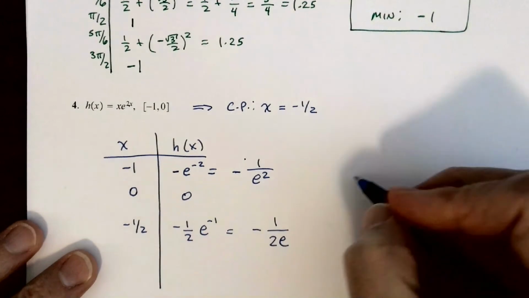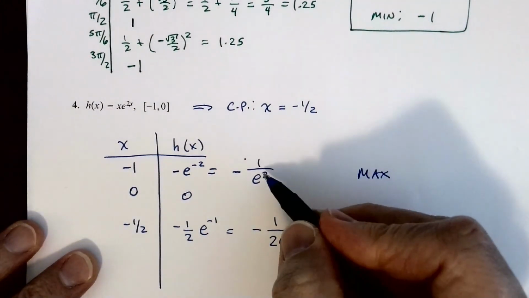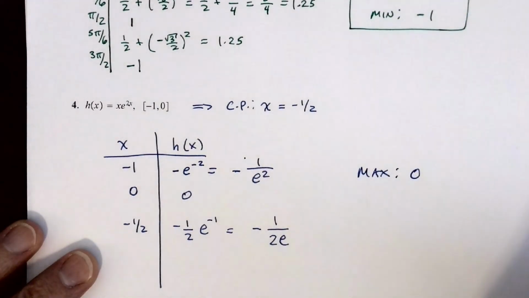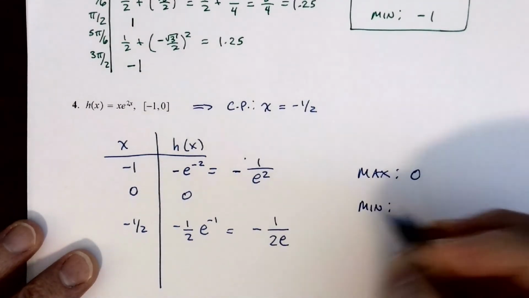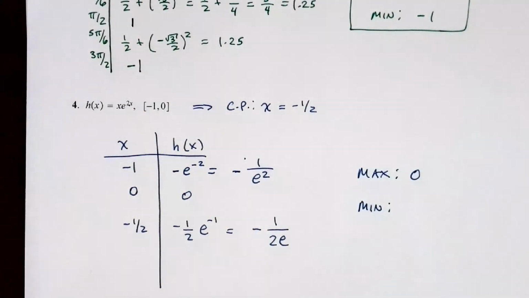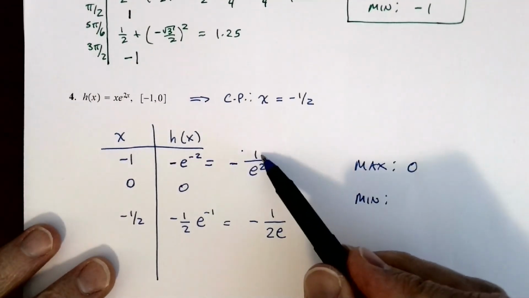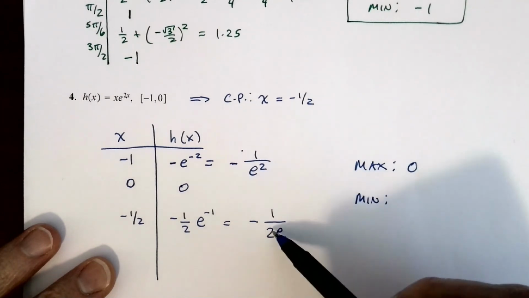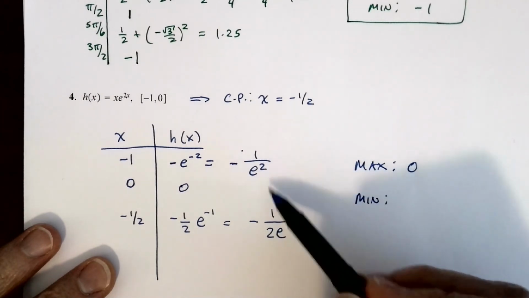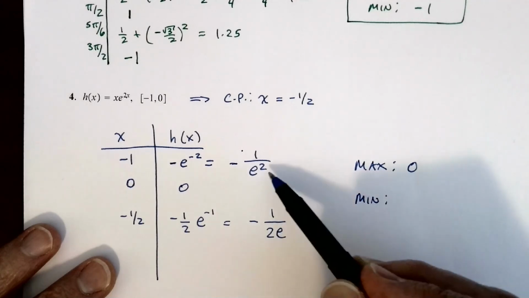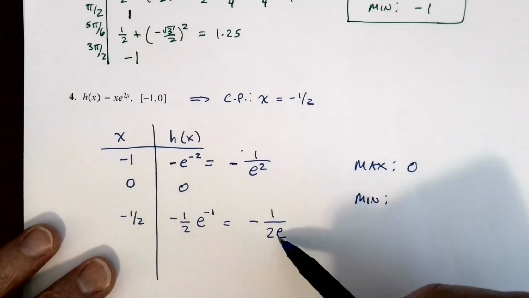Now, what's the max? What's the biggest number here? Negative something, and 0. So 0. What's the min? Well, one of these two things is. Now, you can just use your calculator and punch it in and see which is smaller, but think about this. They're both negative. They both have a numerator of 1. One has a denominator of e squared and one has a denominator of 2e. Which is bigger, e squared or 2e? Well, since e is about 2.7 something, 2e is smaller than e squared. e squared is bigger than 2e.